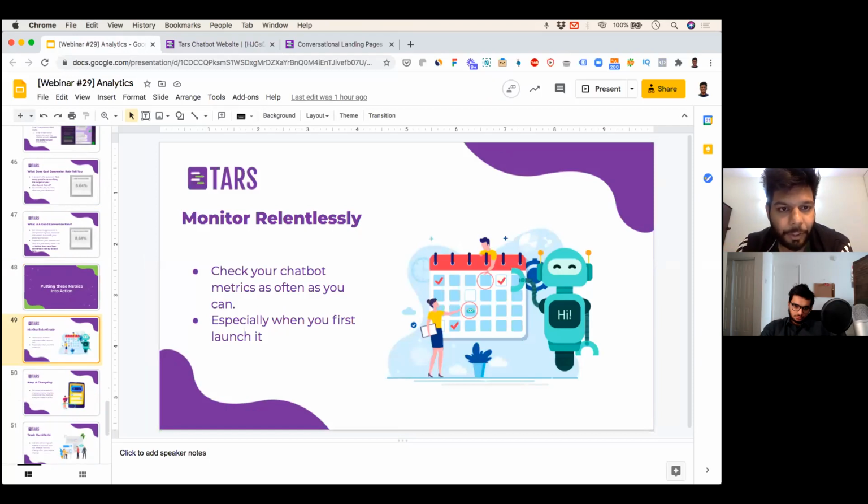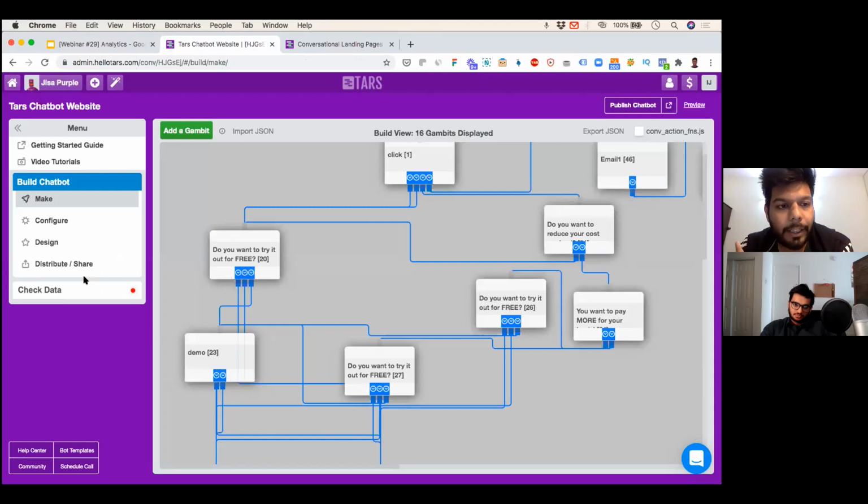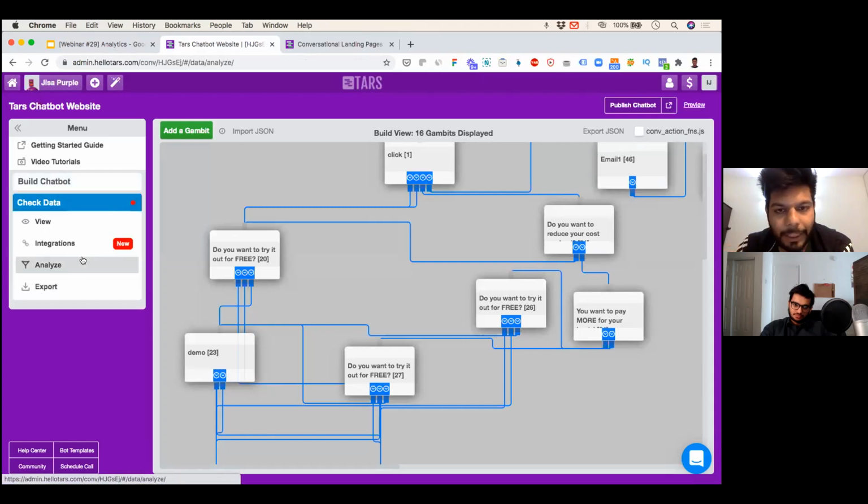First is to just monitor, right? I see a lot of customers who've just deployed a chatbot. They don't look at the numbers at all. They just forget about it, right? That's not how to go about it. Go back to the dashboard and look at your numbers at least once in a week, right?